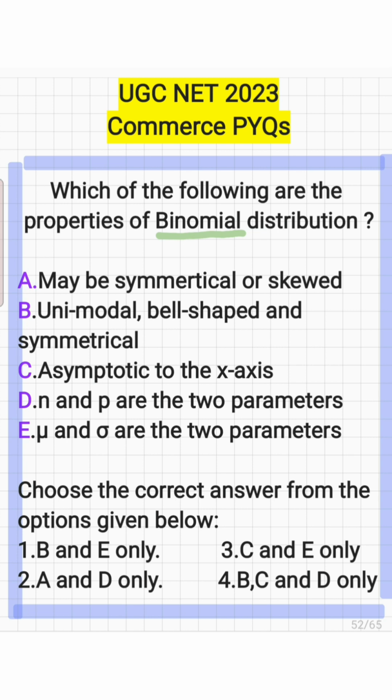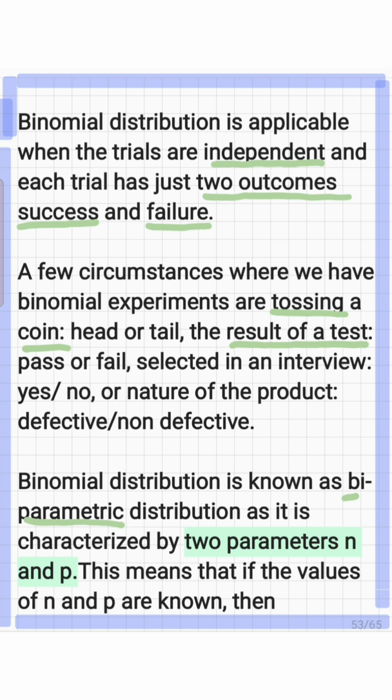So, in this question, they have asked about the properties of binomial distribution, right? So, what is binomial distribution? Binomial distribution is the discrete probability distribution, which has mainly two possible outcomes, that is success or a failure. It is applicable when the trials are independent, okay? Independent in the sense that the outcome of one trial does not affect the outcome of the other trial. So, the trials are totally independent and it has mainly two outcomes, that is success and failure.